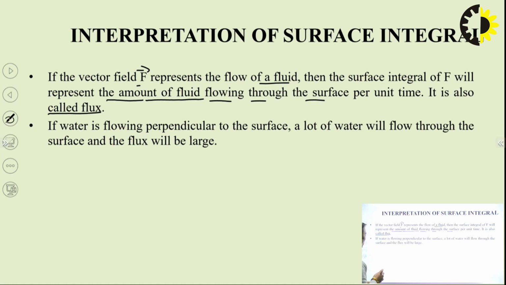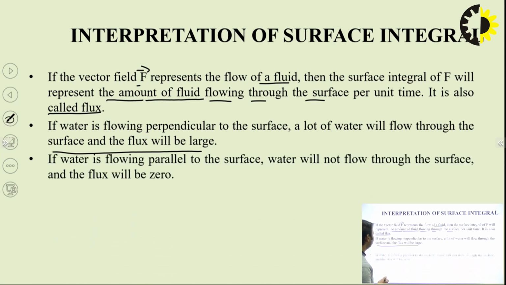If water is flowing perpendicular to the surface, a lot of water will flow through the surface and the flux will be large, because if more water gets through, then the flux will definitely increase. So it can tell us the amount which is just going out through the overflow, right?